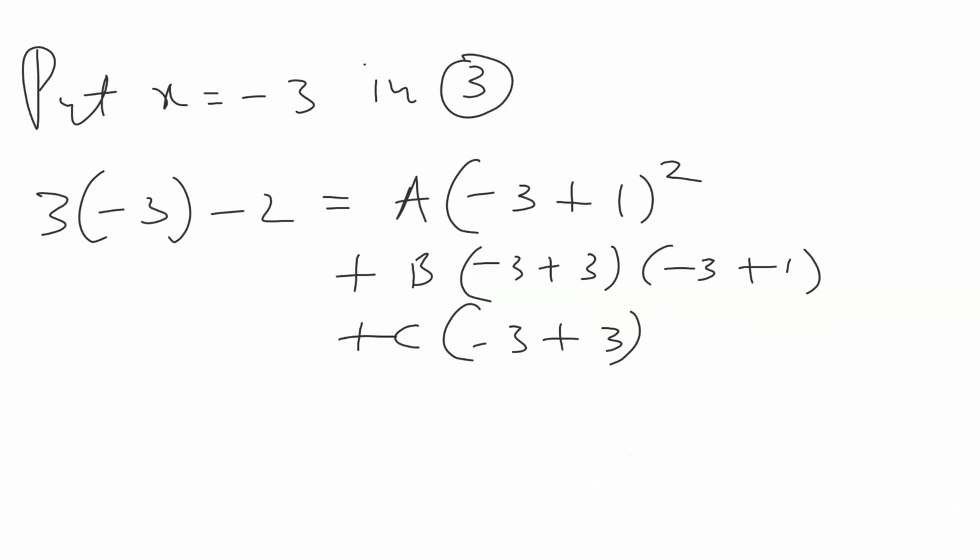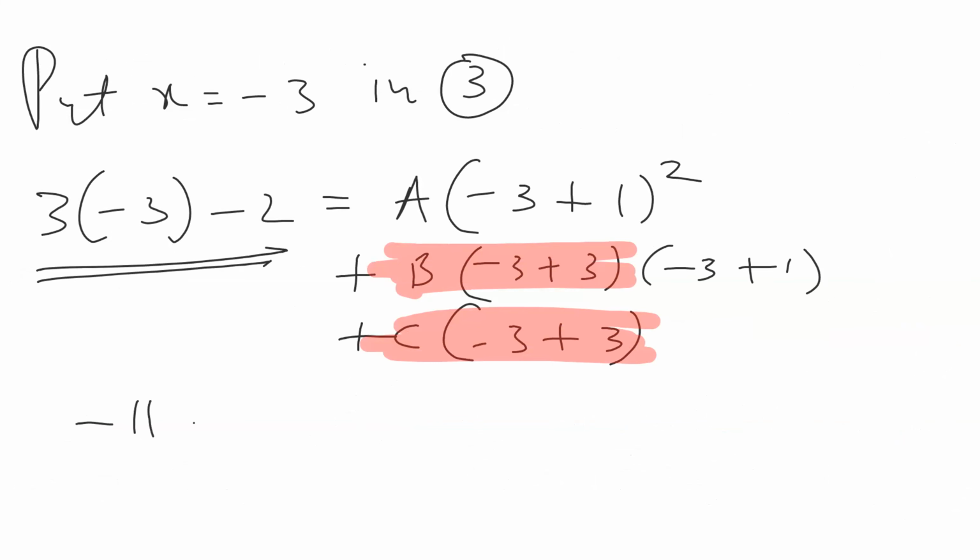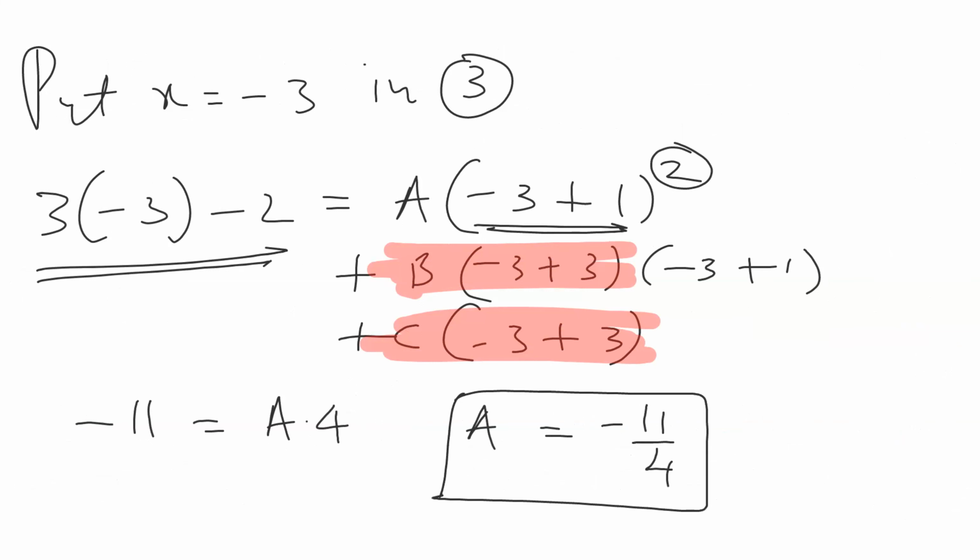Okay. So if you see, b and c terms will get eliminated. We will be left with only a term. So the left hand side will be minus 11, a into, this is minus 2 the whole square. So minus 2 the whole square is 4. So a is equal to minus 11 upon 4. We got the value of a.